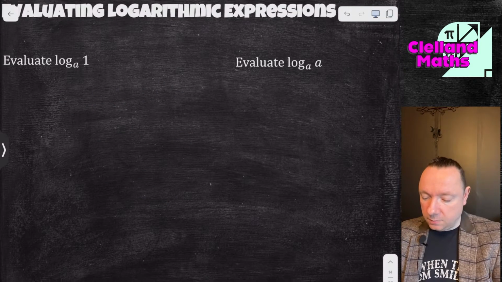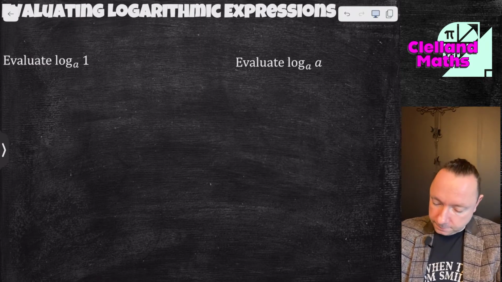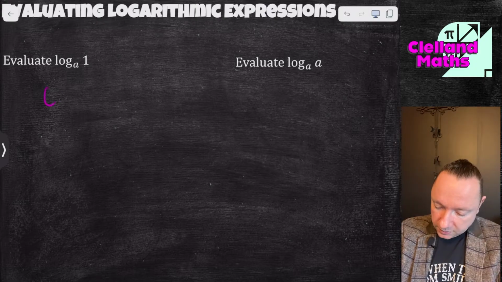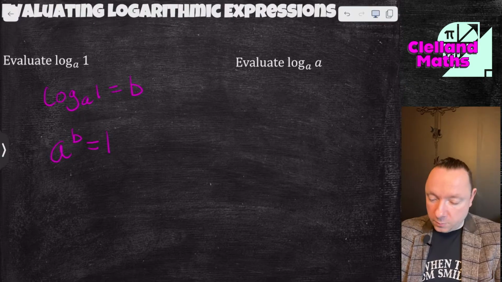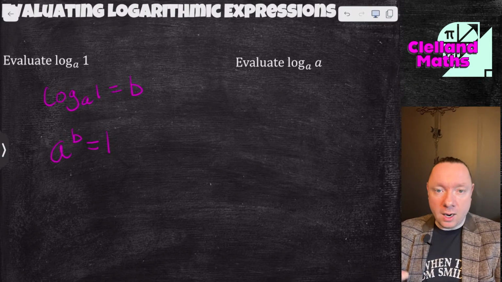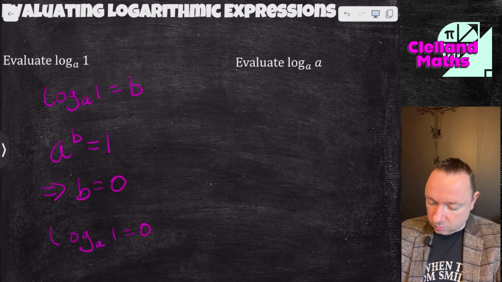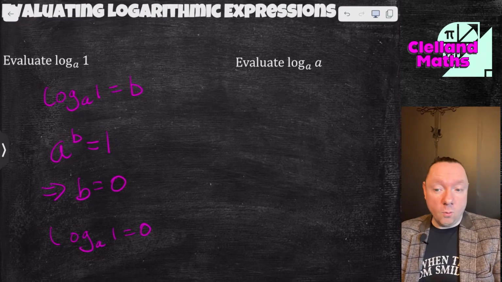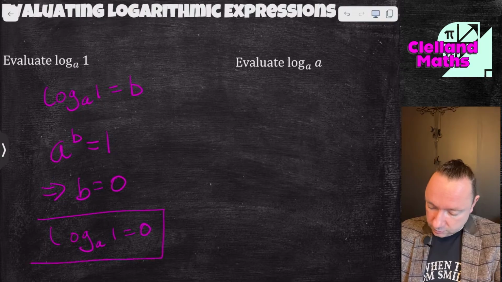Okay, let's look at some ones like this. What's log base a of 1? Well, that means we've got log base a of 1 equals some number b. So that means that a to the power of b equals 1. Well, to get an answer of 1 when you do a power, that means that the power has to be 0. So b equals 0. So log base a of 1 equals 0. The log of 1 in any base is always 0. That's a big key point there.